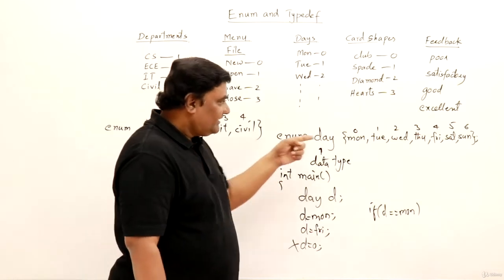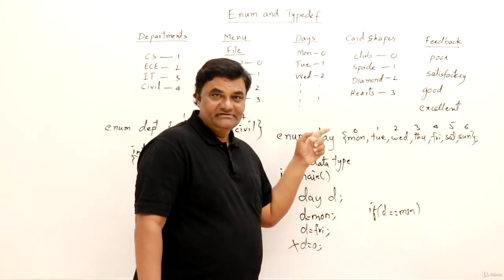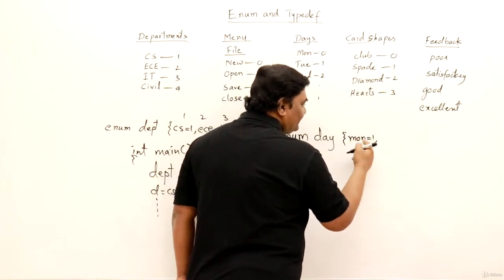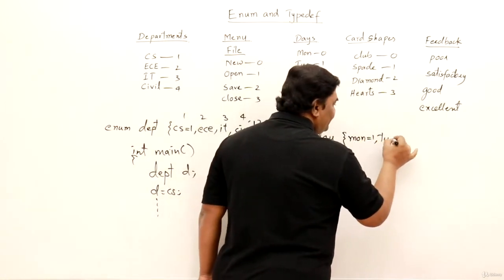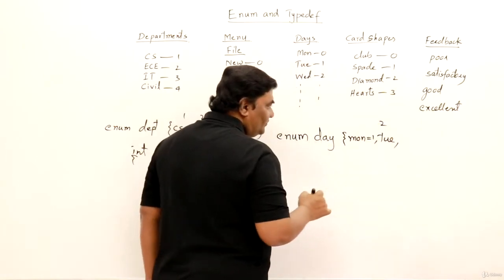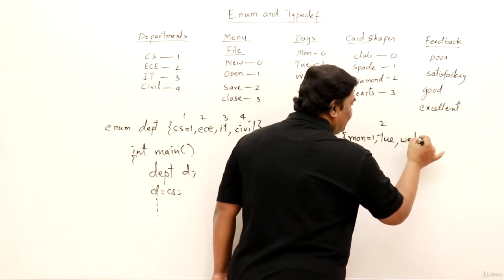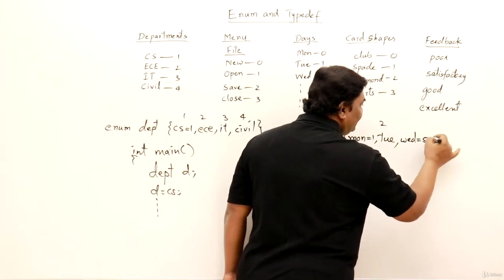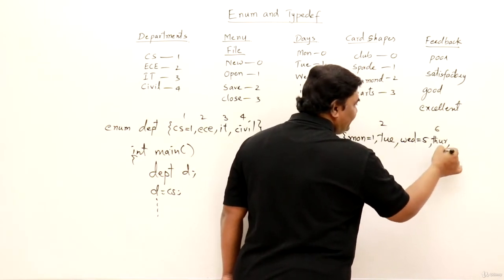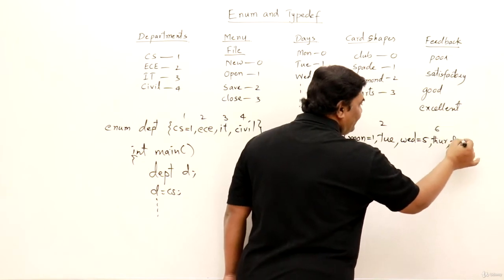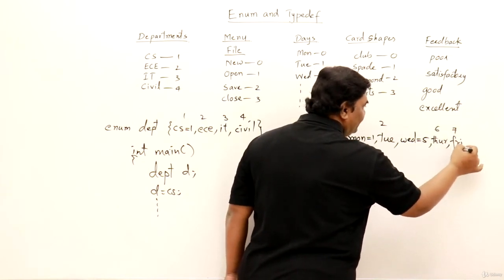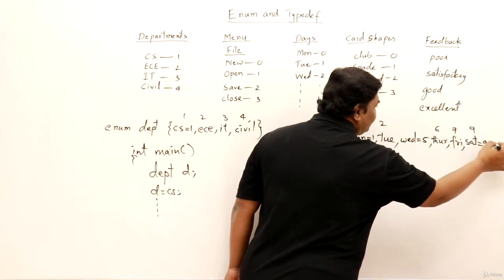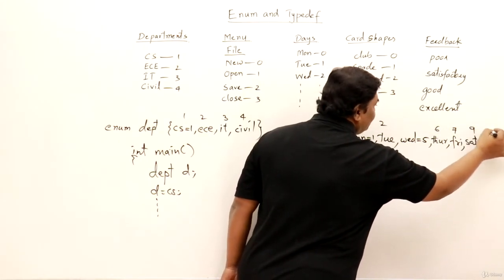Next, here I will change some values, right? I will remove this. Suppose I say Monday as 1, so this will be 1. Then if I write just Tuesday, then automatically it will be 2. Then for Wednesday, I will write 5, so this will become 5. Then Thursday, if I say, this will automatically become 6, right? Then Friday, it will automatically become 7. Then Saturday, if I say 9, then it will become 9. Then Sunday, it will become 10.